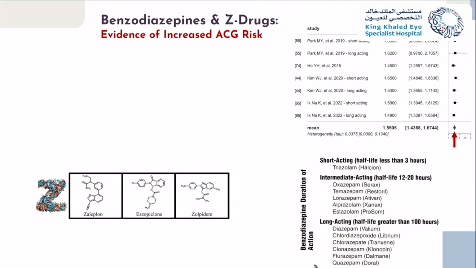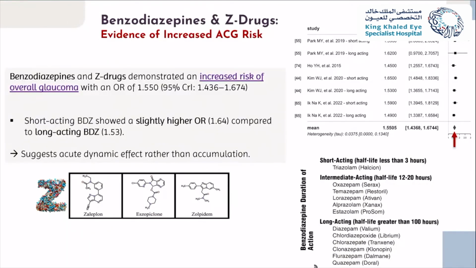Let's go to the next class of medications, which is benzodiazepines and Z drugs. Benzodiazepines are a class of medications used to treat anxiety, insomnia, seizure, and acute muscle spasm. Z drugs are a safer option for the treatment of insomnia. From the name, they contain the letter Z: zolpidem, zopiclone, and eszopiclone. Those two classes of medication increase the risk of overall glaucoma.